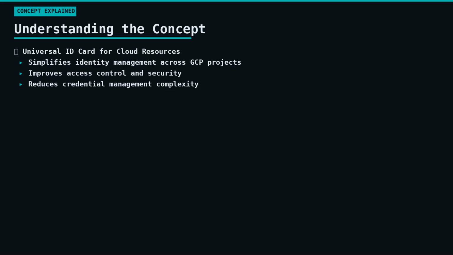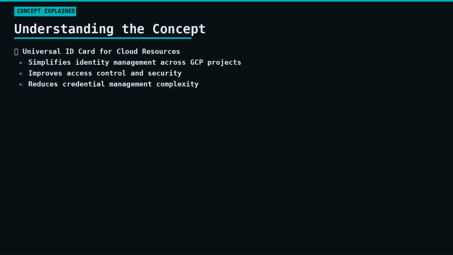Workload Identity Federation is like a universal ID card that allows employees or contractors to access specific resources across different departments or companies. In GCP, this means that a workload, like a Kubernetes service, can access resources in another project without needing to manage multiple credentials.